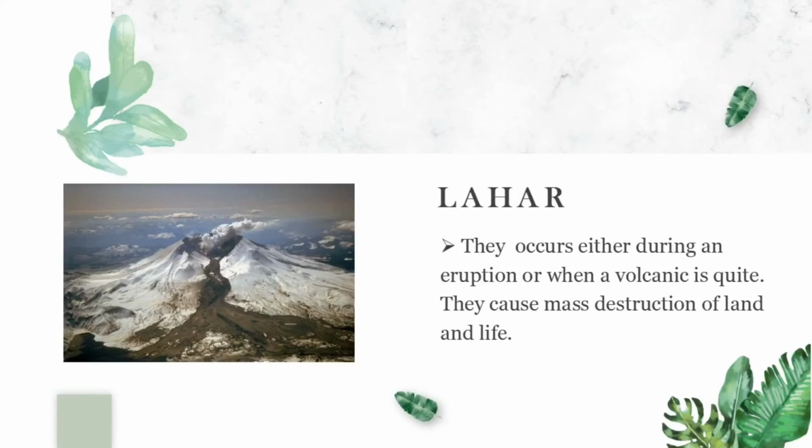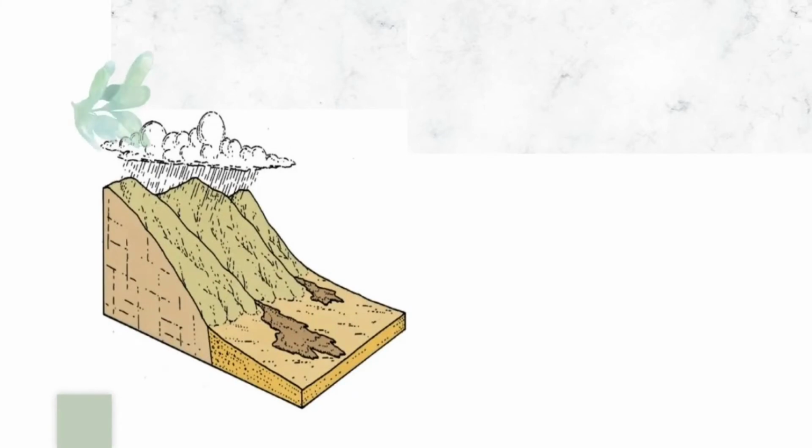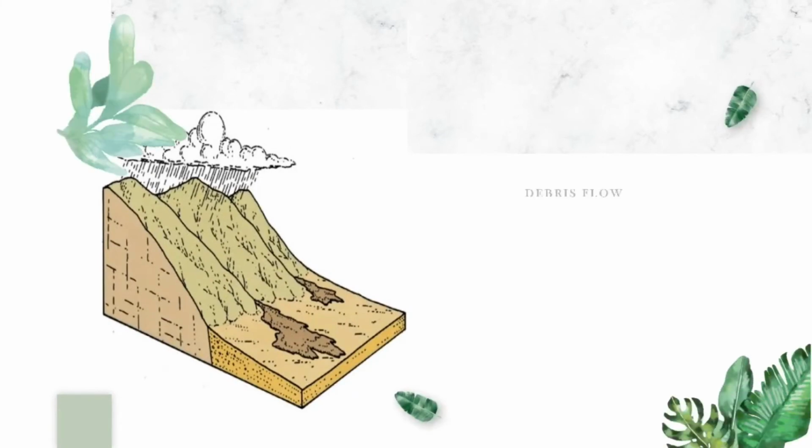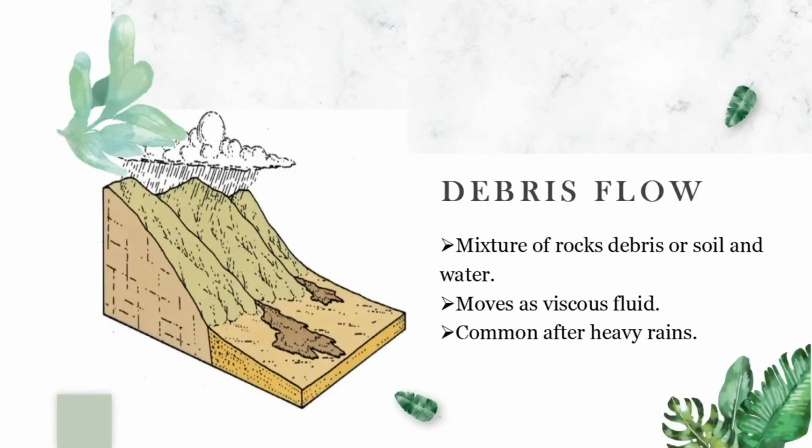Lahar. They occur either during an eruption or when a volcano is quiet. They cause mass destruction of land and life. Debris flow. It is a mixture of rocks, debris, or soil and water. It moves as a viscous fluid. Debris flow is common after heavy rain.